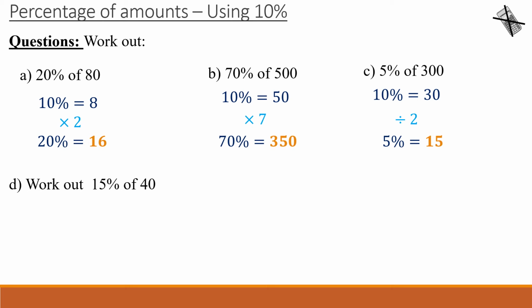Let's try another one. How are we going to combine our 10% and our 5%? How are we going to do this question? So 15% is, I'm going to break it down into figuring out what 10% is, which is 4, so divided by 10. 5%, which is half of 10%. And now I can add them together, and that will give me 15%. 10 add 5 is 15, 4 add 2 is 6, and that is my 15% of 40, 6.